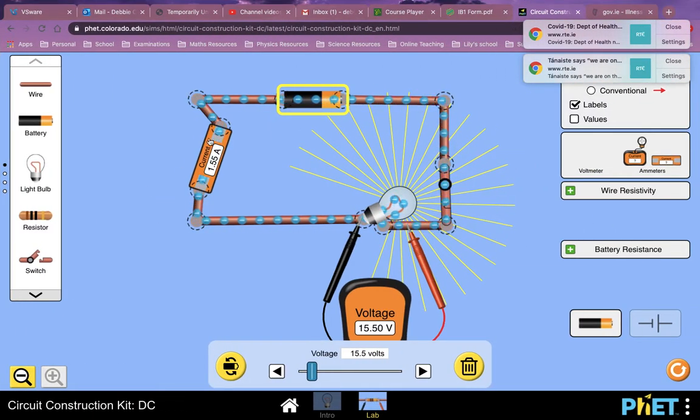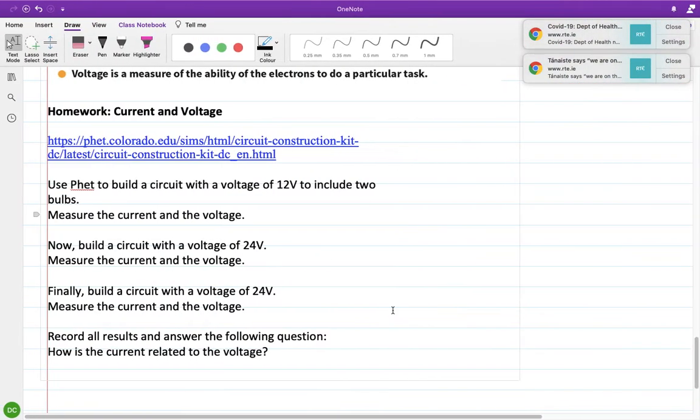You measure the current using your ammeter, and you measure the voltage using your voltmeter, and I've showed you how to do that. You're going to measure the voltage across each of the 2 bulbs, bulb 1, bulb 2. Now you're going to change the voltage to 24 and do the same thing, measure the current and the voltage. Sorry, it's supposed to be 6, 12, 24. I want you to record all your results.